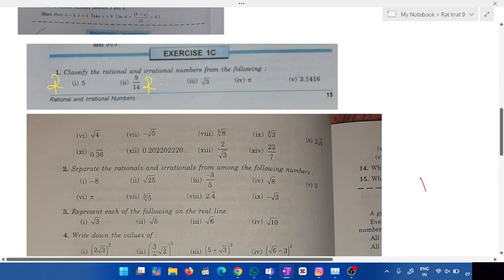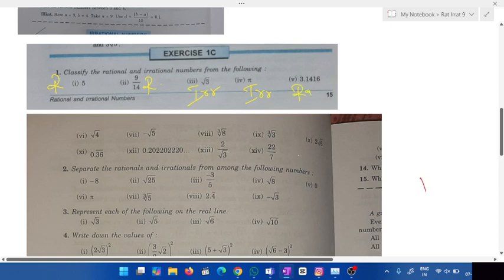Yeah, root 3. Is it a perfect square? No, irrational. Pi, what is pi? Irrational. 3.1416. Is the number stopped or is it continuous? Is there any dots here? Recurring. I mean, not recurring, terminating. So, terminating comes under which one? Terminating comes under rational. I missed out here.